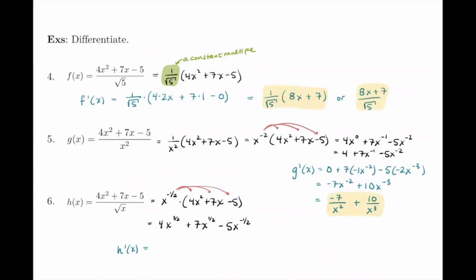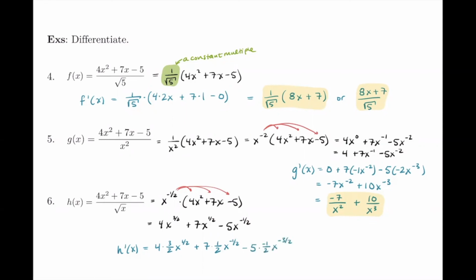The derivative of 4x to the 3 halves will be 4 times the derivative of x to the 3 halves, which will be 3 halves x to the 1 half. Then we will add 7 times the derivative of x to the 1 half, which is 1 half x to the negative 1 half. Then we will subtract 5 times the derivative of x to the negative 1 half, which will be negative 1 half x to the negative 3 halves.